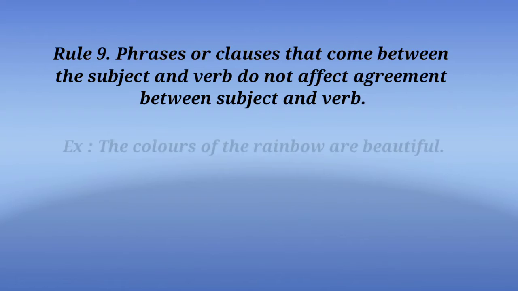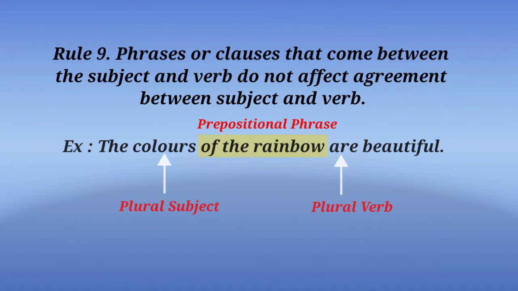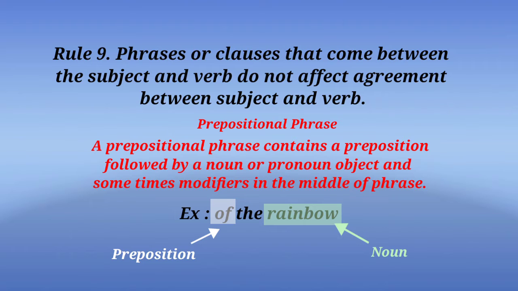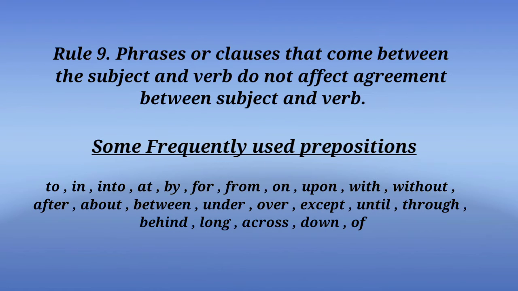For example, the colors of the rainbow are beautiful. In this sentence, the plural verb are agrees with plural subject colors, not with rainbow, because of the rainbow is a prepositional phrase. A prepositional phrase contains a preposition followed by a noun or pronoun object, and sometimes a modifier in the middle of the phrase. Now look at some frequently used prepositions.